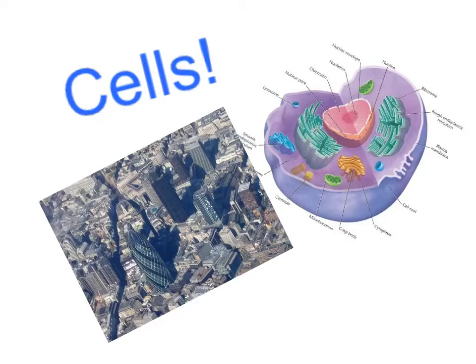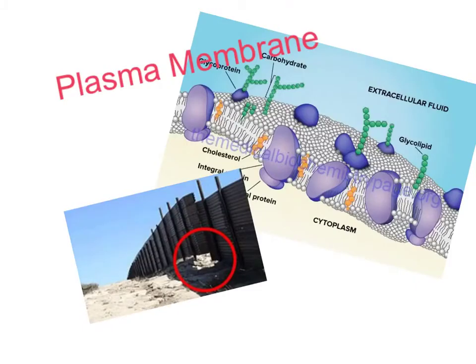Cells are the most basic functional unit of all living things. And the best way to describe a cell is actually kind of to call it like a little city. They have their own little organs that act like public buildings that are available to us. The first part of the cell that I'm going to talk about is the plasma membrane.